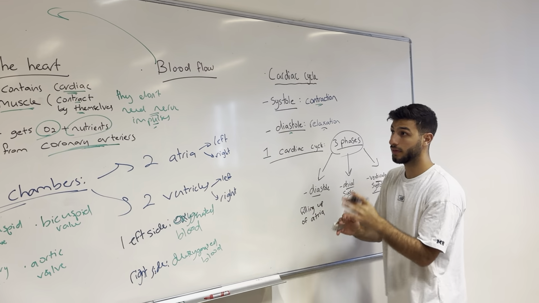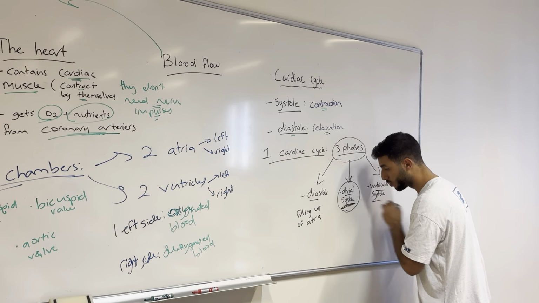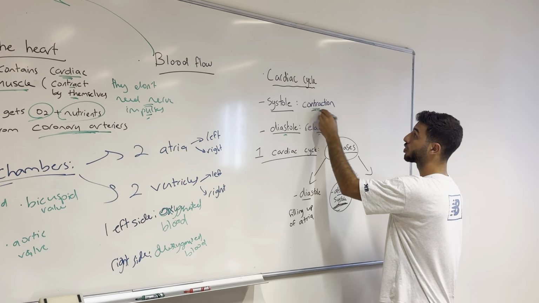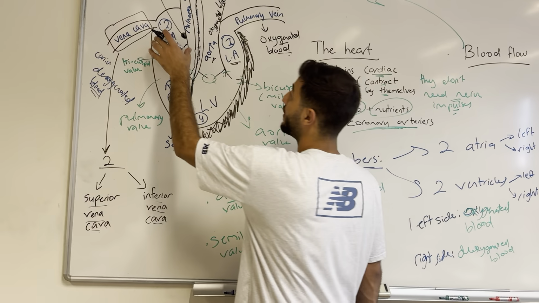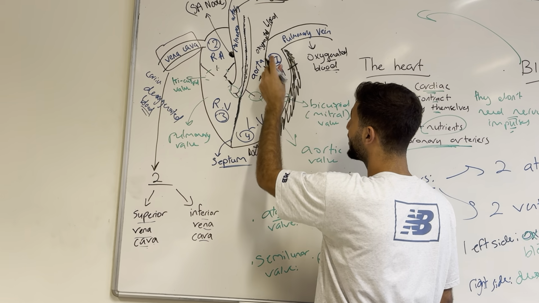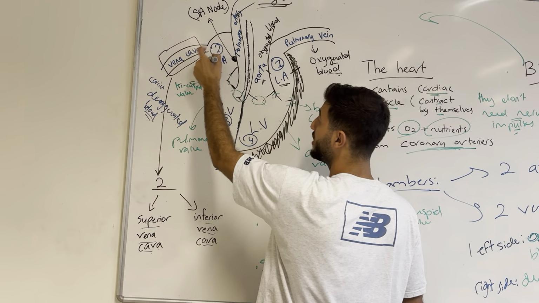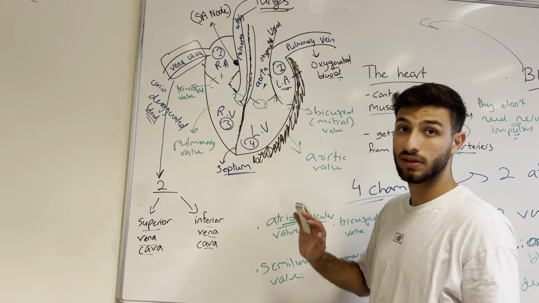Okay, both the left and the right, they're just filling up with blood. Then we have atrial systole. What did we say systole is? Contraction. So what do we expect now? We expect the atria to contract. Okay, so think about it. They're contracting, they're squeezing. They're squeezing the blood to pass through the valve into the left ventricle.